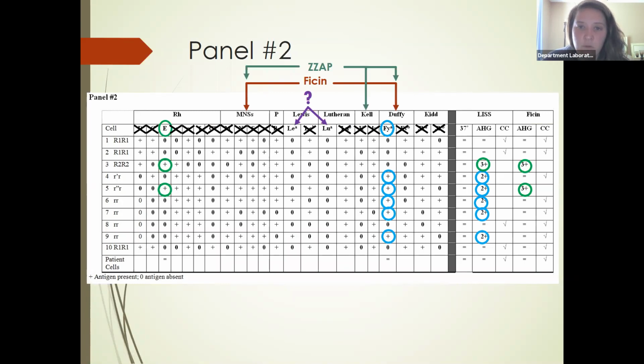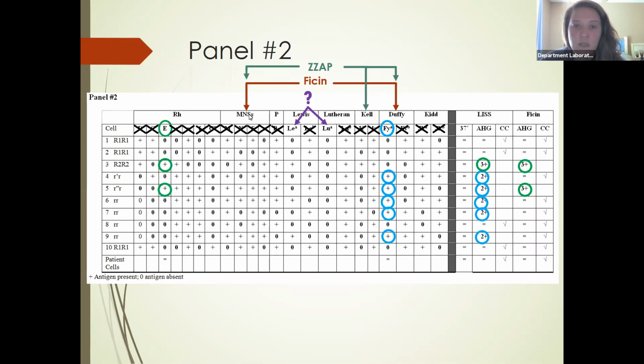So if you do your rule out procedure, you will see that our 2+ reactions in the AHG phase of reaction match up with Duffy A perfectly. Every cell that is Duffy A positive, so cells 4, 5, 6, 7, and 9, gave us a 2+ reaction in AHG. However, we still have this 3+ reaction on the cell that is Duffy A negative. That lets us know that there is another antibody in our patient's plasma that is reacting.